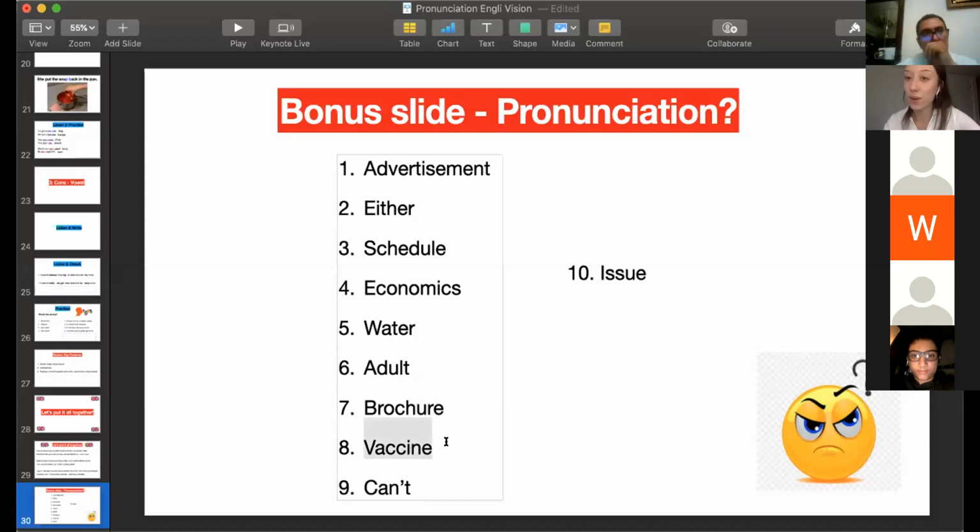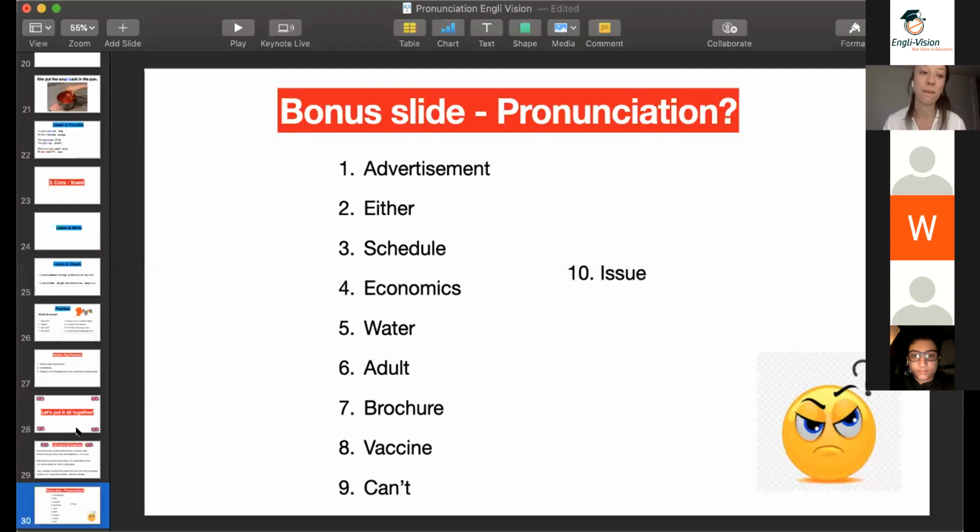Vaccine, this is a confusing word, so I just wanted to highlight that, vaccine. This one, everybody, this is my favorite one, can't. It's a long vowel sound, ah, so can't. American say it with a short vowel sound. British can't, and it's much clearer when you're speaking if you mean the positive or negative when you use the British long vowel sound, can't. And here, issue. Issue or issue. I'm pretty sure British is issue. So it's a stress sound here.